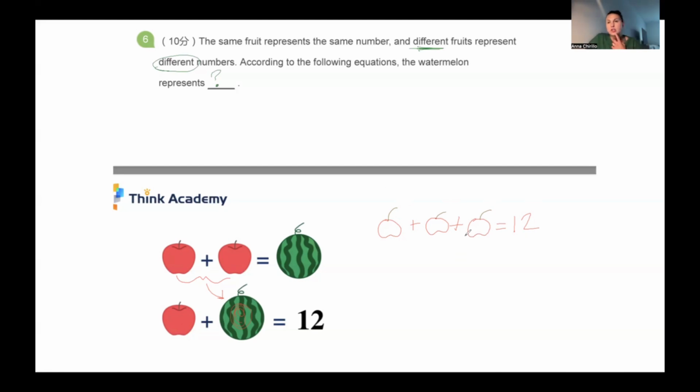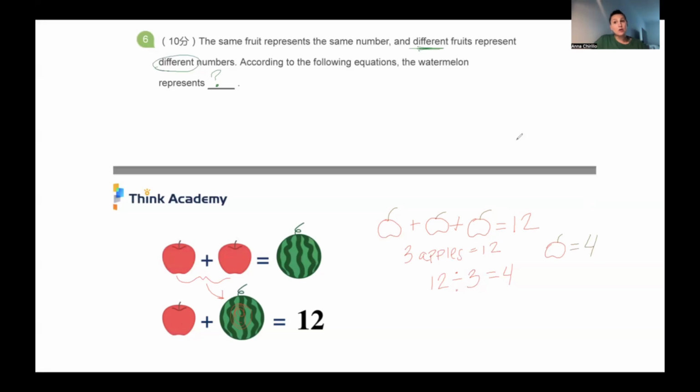So when we look at this question, how can we figure out what the value of one apple is? If we have three apples is equal to 12, what is the value of just one apple? How do we solve that? Well, you take 12 divided by 3, and that gives you 4. So the value of one apple equals 4.